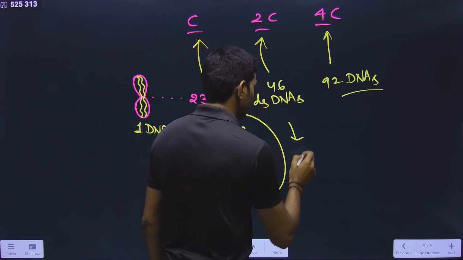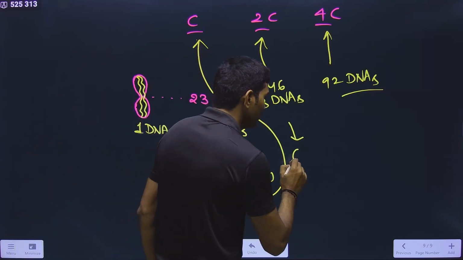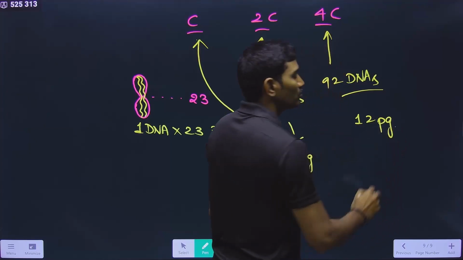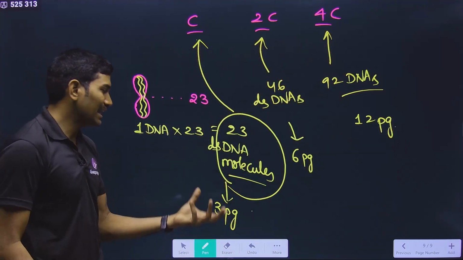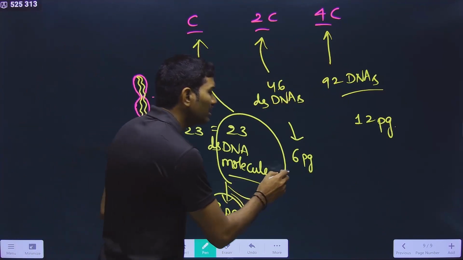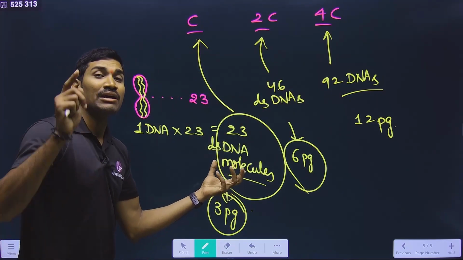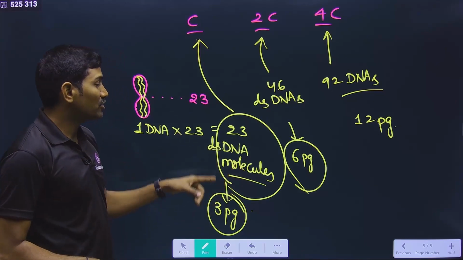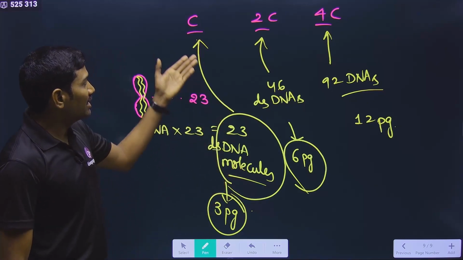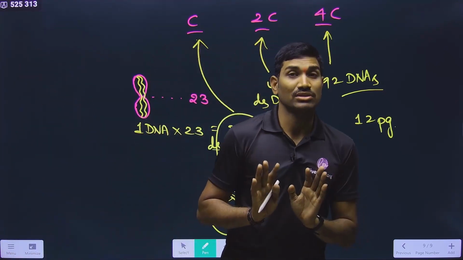For 2C it is double this, right? Double the 3 means it will be 6 picograms. And 4C will be 12 picograms. So in this way also, it is the amount of DNA. But at the level of 11th and 12th, you don't need this particular value. But simply remember how exactly we are calculating. We are calculating the C value based on the number of DNA molecules. This is very important. If 23 DNA molecules, it is C; if 46 are there, it is 2C; if 92 are there, it is 4C.